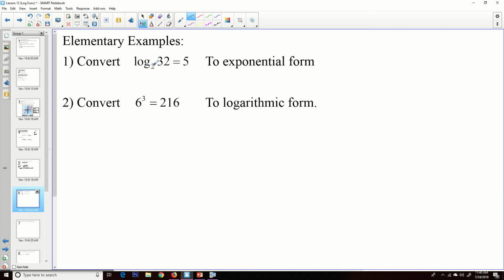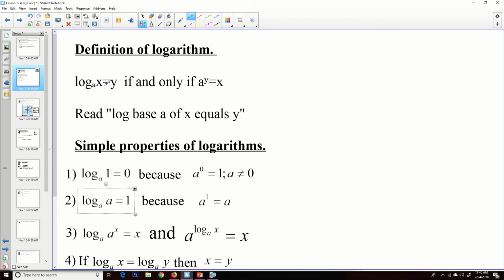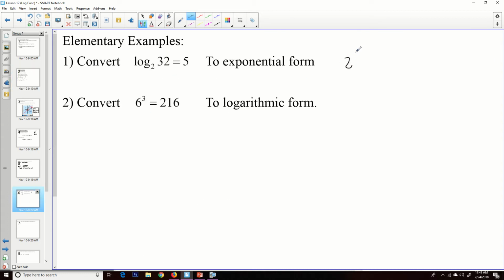Convert log base 2 of 32 equal to 5 to exponential form. Well, again, that's just using the definition of logarithm. So we could say that 2 to the 5 is equal to 32, and clearly 2 to the 5 is equal to 32. And for these in the book, and on my test, if this thing isn't true, then you probably made a mistake there.